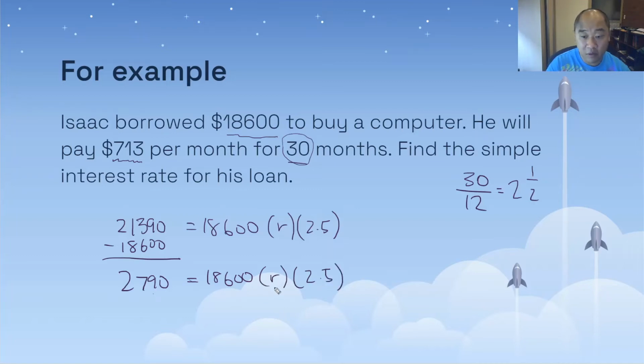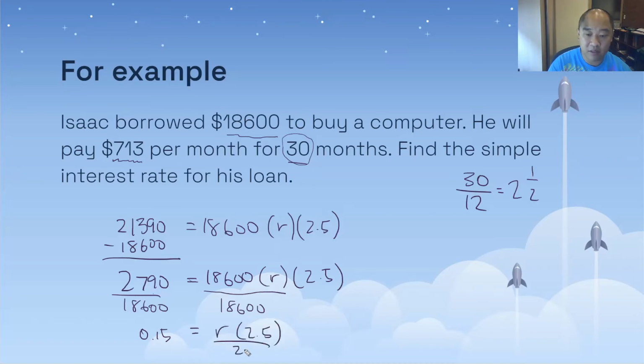So if we want to figure out what R is, we have to solve for R, which means we need to get R by itself, which means we need to move everything else away, right? So these are all multiplied by each other. So the way that we move things that are multiplied is by dividing them. So 18,600 multiplied by R, in order to get rid of that, you would divide by 18,600. Divide by 18,600, and that would give you 0.15 equals R times 2.5.